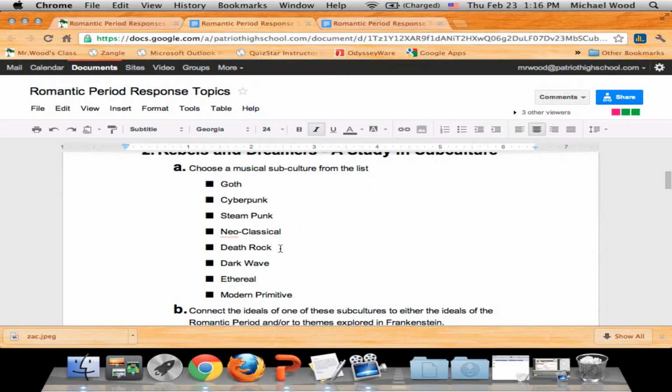But so what you'll do is pick one of these, research it, make a connection. You're not writing essays. They're just 250-word responses. So don't be scared to research and just report back the main ideas.